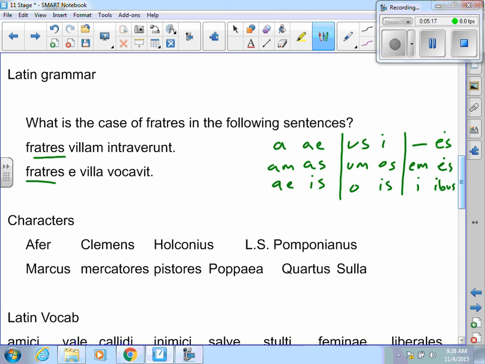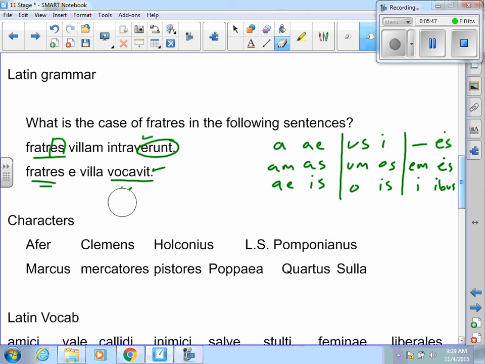Fratris, if it is nominative, needs a plural verb. Errant is a plural verb, so in this case it's probably the subject, so it would be nominative. In "fratris a wheeler vocabit" I have a singular verb. I can't have a plural nominative with a singular verb, so I'm going to say that fratris is accusative. Translations for those two sentences: the brothers entered the house, and then he called the brothers from the house.